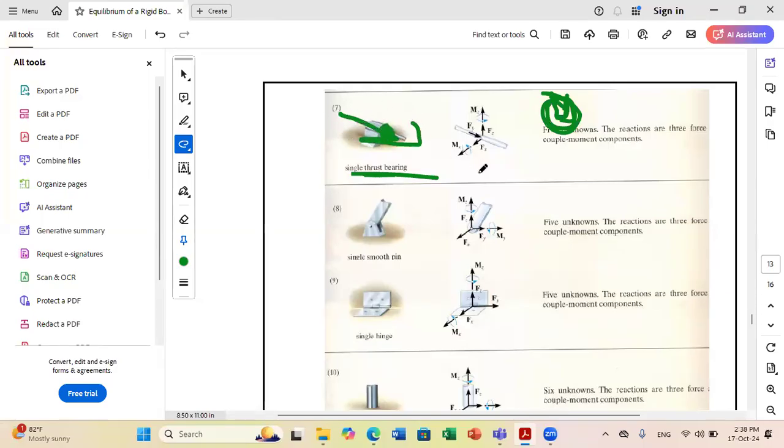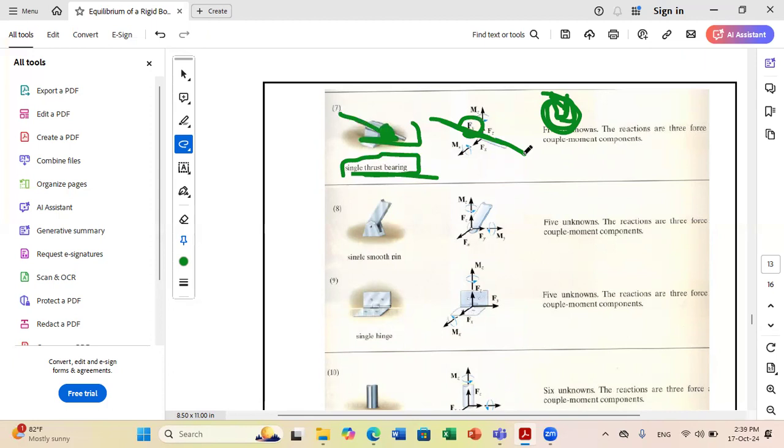Okay, so in this case, whenever they say single thrust bearing, this means that I prevent the translation. So I should add a reaction force along this direction. But I have the possibility of rotation. So I have five reactions, 3 forces, but only 2 moments because I can rotate about this axis.